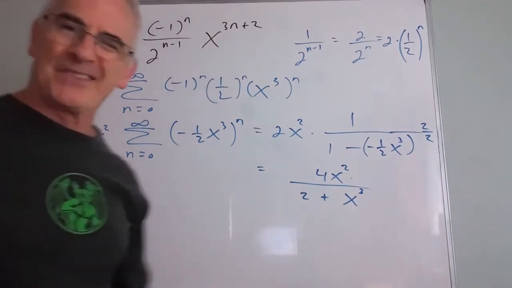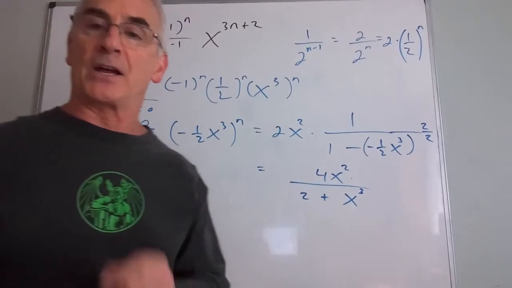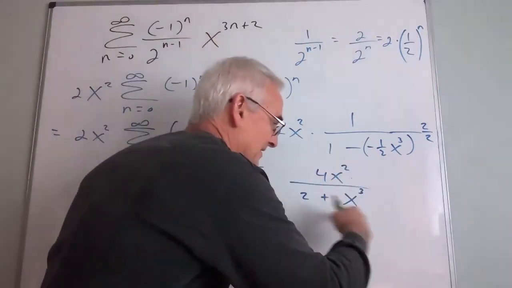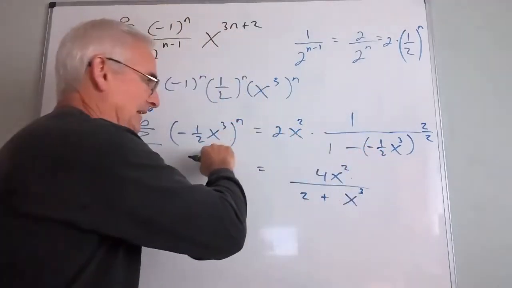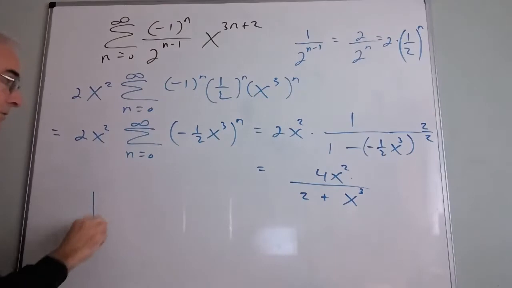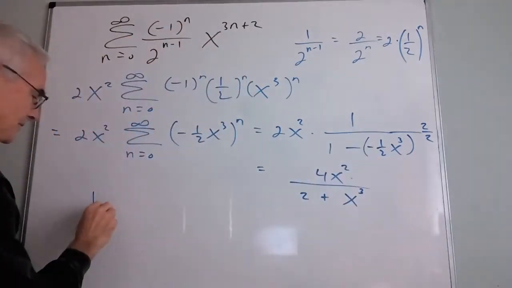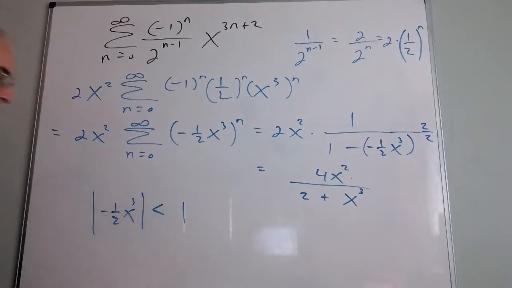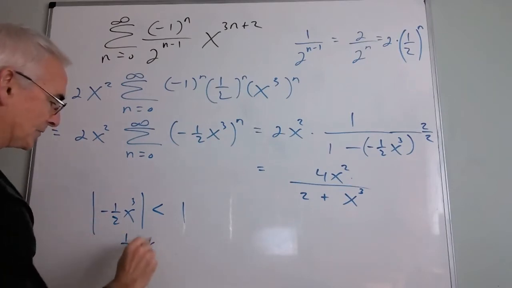So yeah, there's something in there. Now, remember the absolute value of r has got to be smaller than 1. I'm not going to get it from that statement. I'm going to get it from that statement. In other words, the absolute value, that's my r. So the absolute value of negative 1/2 x cubed has to be less than 1. Well, the absolute value of negative 1/2 x cubed is the same as 1/2 absolute value of x cubed.